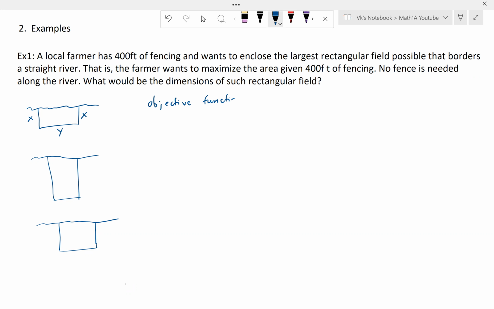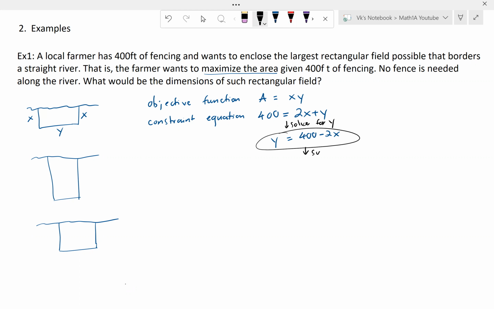Objective function. We want to maximize the area. So the area is A equals xy. And then the constraint equation: 400 equals 2x plus y. In the constraint equation, we solve for y. It's easiest to do. y is equal to 400 minus 2x. And we're going to use this.